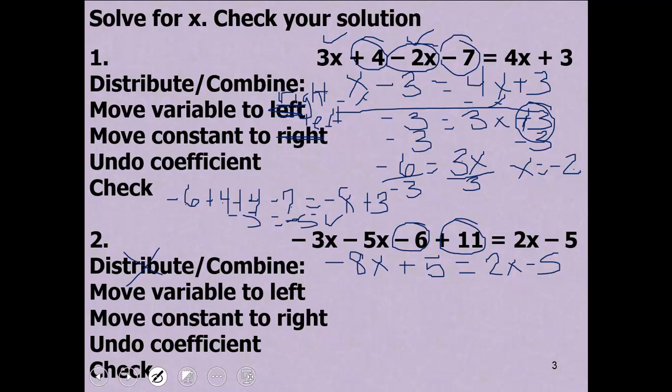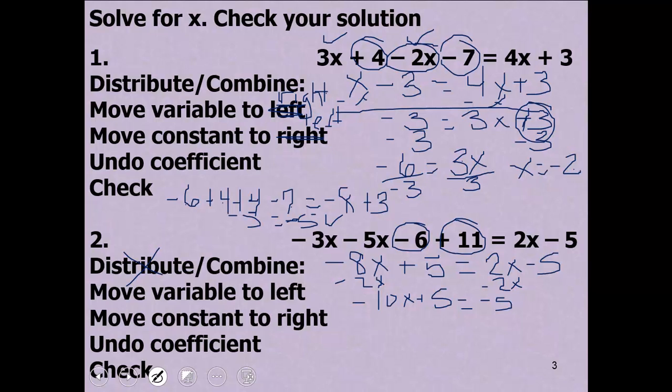In this case it doesn't make any difference, so let's move the variable to the left. I'm going to subtract 2x from both sides. That leaves me a negative 10x plus 5 is equal to a negative 5. Remember, this is like having 8 red x-rays and somebody giving you 2 more red x-rays. That gives you a total of 10 red x-rays, or a negative 10x.